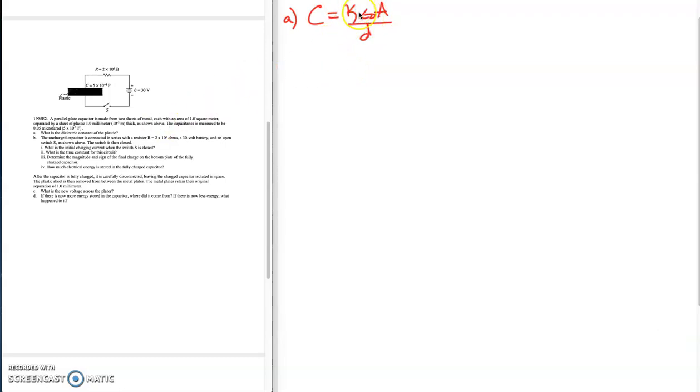So they want to know what kappa is. You can take this equation and rearrange it a little bit: kappa equals CD over A epsilon naught. If you plug in all the numbers that they gave you, so 0.05 microfarads, and the distance is 10 to the minus third, and the area is 1, and epsilon naught is a constant of the universe, you're going to get a kappa of 5.65. Now, what are the units on this guy? There are no units on this guy. This is sort of like mu in mechanics. It's just a scaling factor for a material.